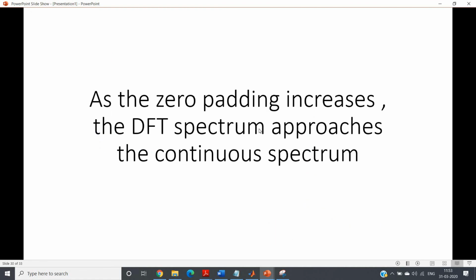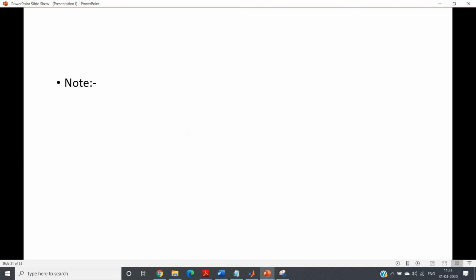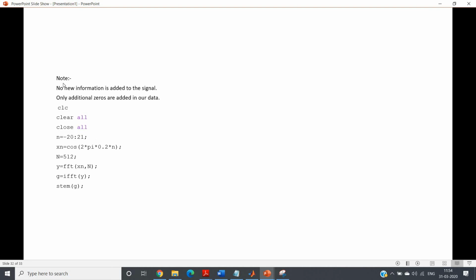So basically, as the zero padding increases, the DFT spectrum approaches the continuous spectrum, and due to zero padding we are not getting any excess information. You can achieve this simply like this. So that's what I have written here: no new information is added to the signal, only additional zeros are added to our output data.